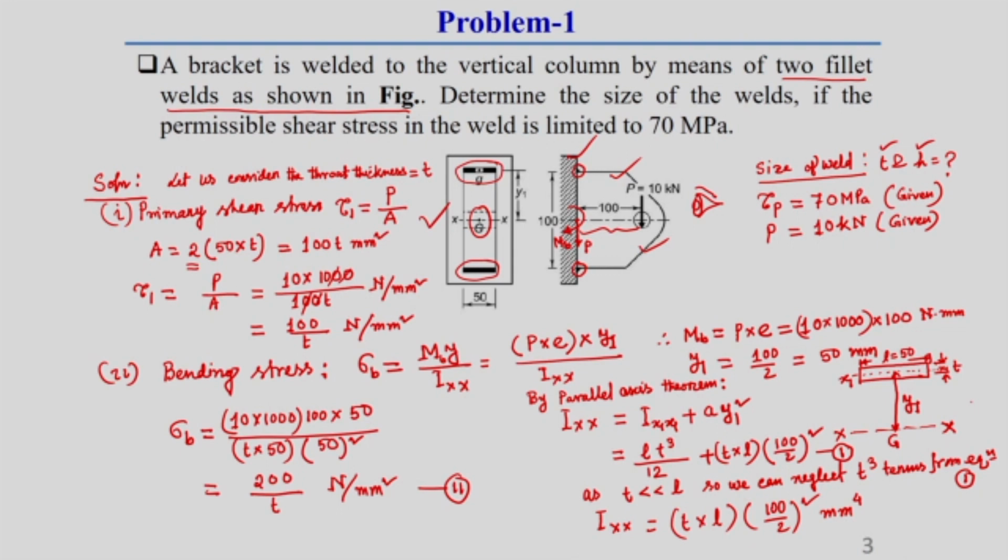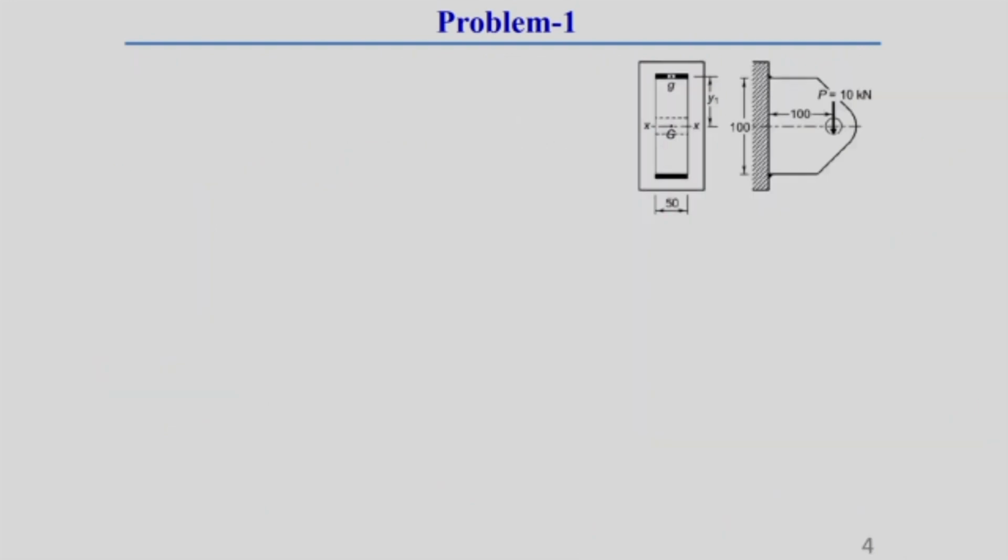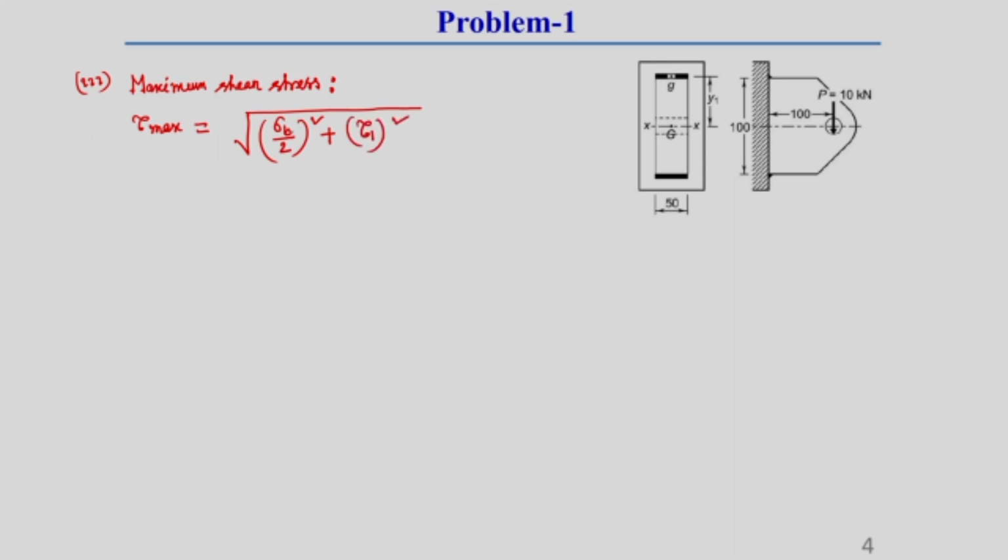Now, we will go for calculating the maximum shear stress. The third step of this problem is finding out the maximum shear stress. This tau max is equal to the square root of sigma b by 2 whole square plus tau 1 square. Sigma b and tau 1 are well known to us, because I have already calculated them in the previous slide.